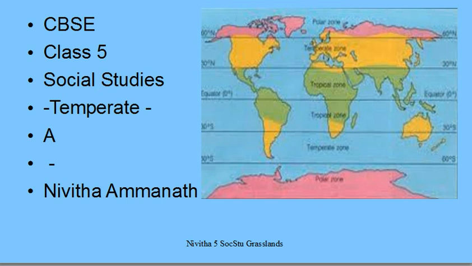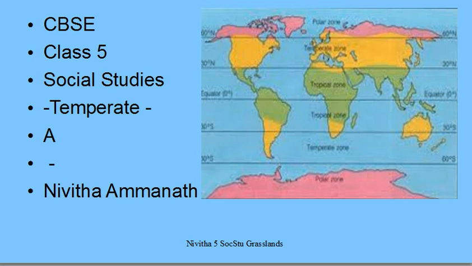Welcome everybody. Today we are talking about the temperate zones. Social studies for class 5 CBSE, the temperate zones. We have already seen that, based on the temperature and how far they are from the equator, the various parts of the earth are divided into three zones: the temperate zone, the tropical zone, the frigid zone.